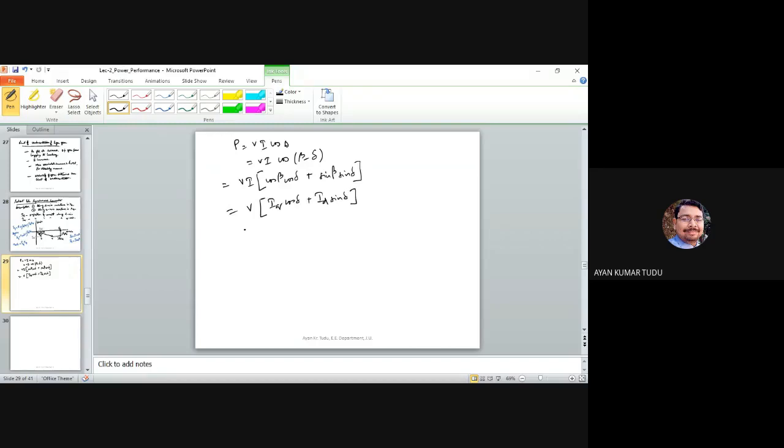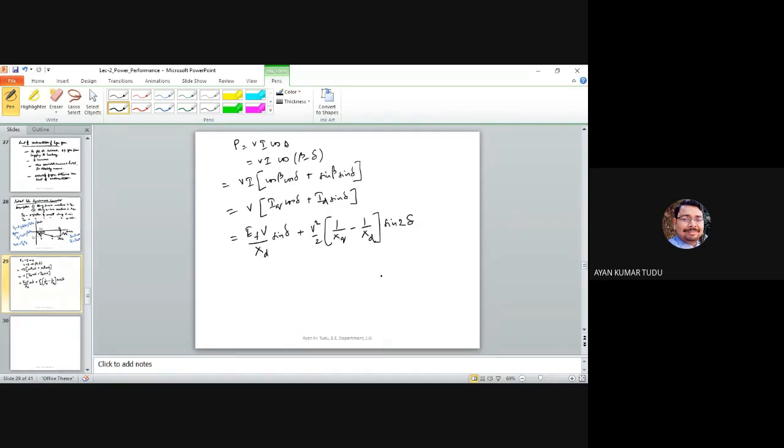As you can see, Iq is V sin delta by Xq, and Id is (Ef minus V cos delta) by Xd. Putting that in and multiplying by V, we can write the expression as Ef V by Xd sin delta plus V squared by 2 into (1 by Xq minus 1 by Xd) into sin 2 delta. I hope you can understand.